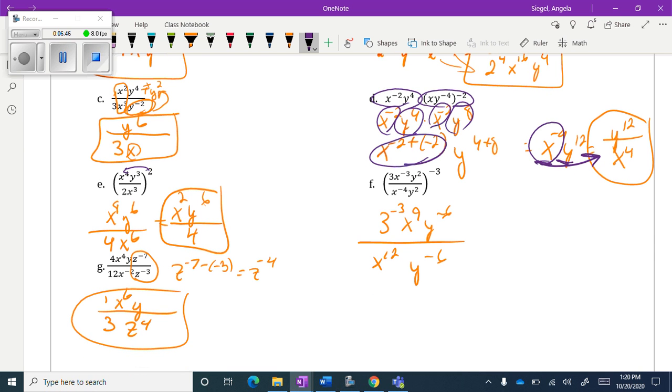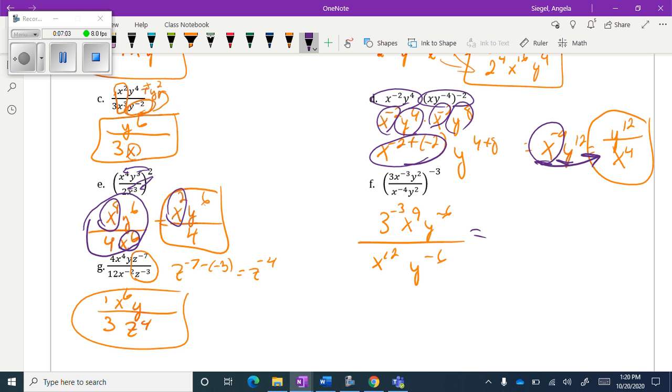For E, I distributed that 2 to everything, and I ended up with this. And then I had 8 x's on top and 6 x's on bottom, so I was left with an x squared. Other than that, that was pretty straightforward.